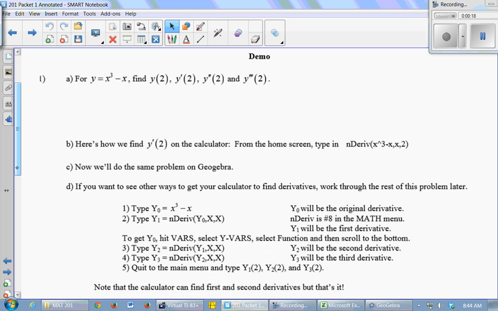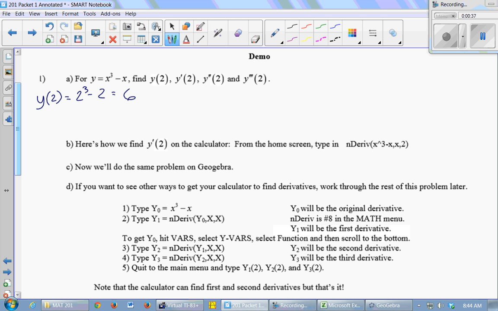Okay, so what does y of 2 mean? Y when x equals 2. Yeah, so I'm just going to plug a 2 into the function, no derivative or anything. Y of 2 means plug into the original function, so that's 2 cubed minus 2, which is 6.